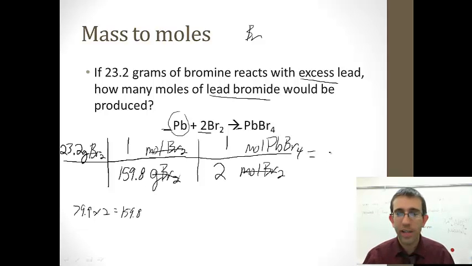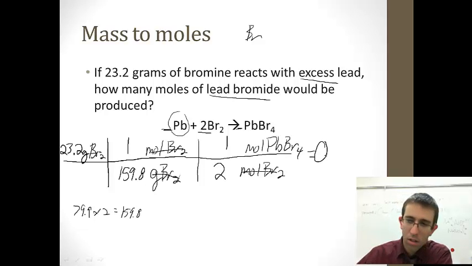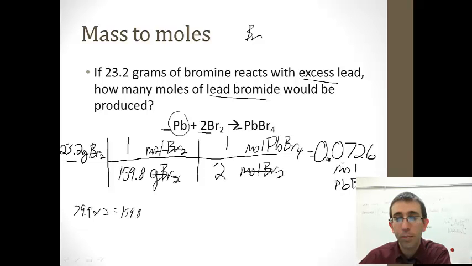Let's get our answer. Sorry, the camera messed up, so sorry if there's a jump in this. Let's try this again. So 23.2 divided by 159.8, and then divided by 2. Your final answer here is going to be 0.0726. And I ran out of room, I'll just write below moles of PbBr4. Yes, it is important you write your unit and your chemical.